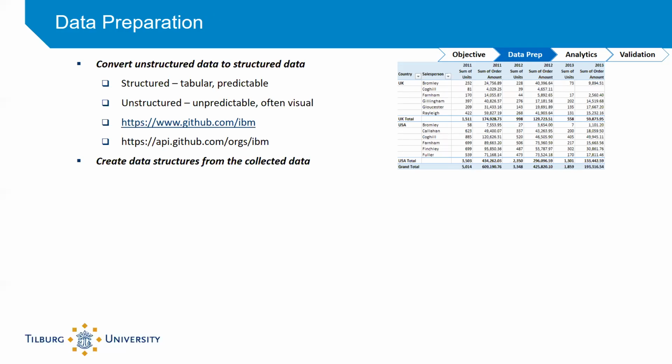Structured data is tabular and very predictable. It looks like a nice Excel sheet, as you see in the image on the slide. The column headers define what kind of data is held by each column, while the row headers provide information related to the data in each of the rows. On the other hand, unstructured data is unpredictable and often visual. It is a mix of text, voice, scripts, and even images and videos.